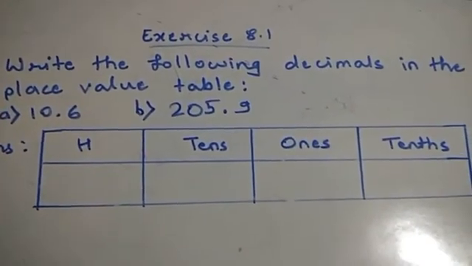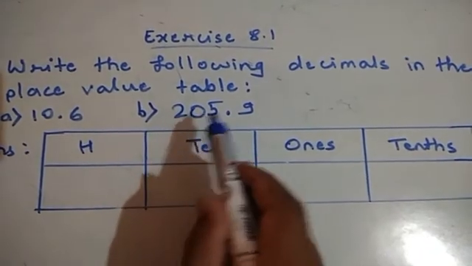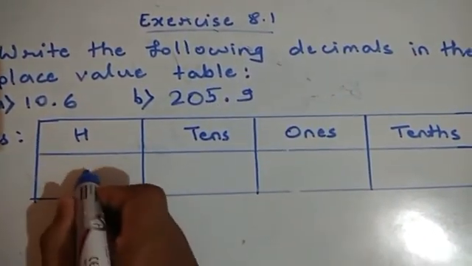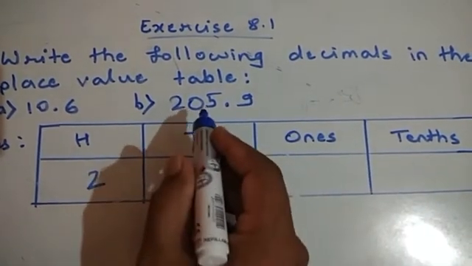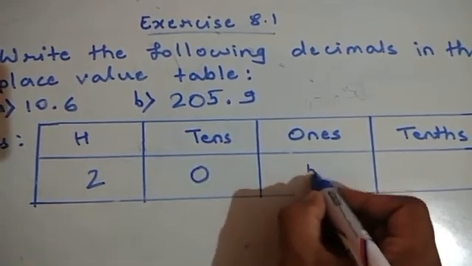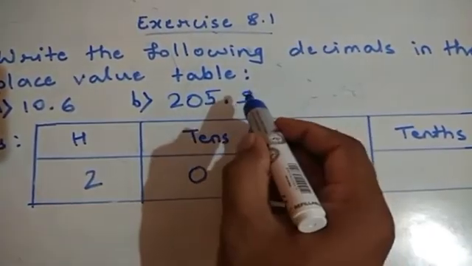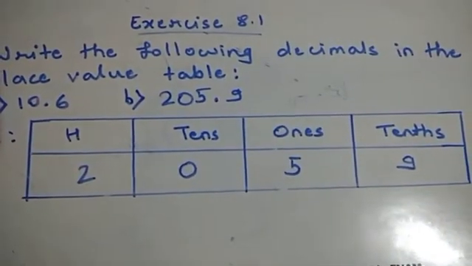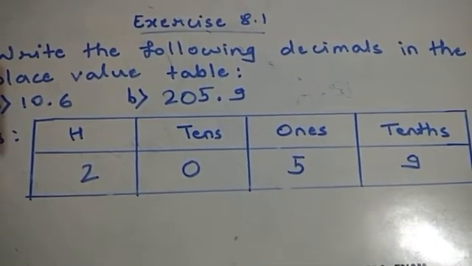Let's take one more example, students, that is 205.9. Here see, how many hundreds do we have? 2 hundreds. How many tens? 0. How many ones? 5 ones. Then how many tenths do we have? 9. Therefore, in this way we can write decimal numbers in the place value table.